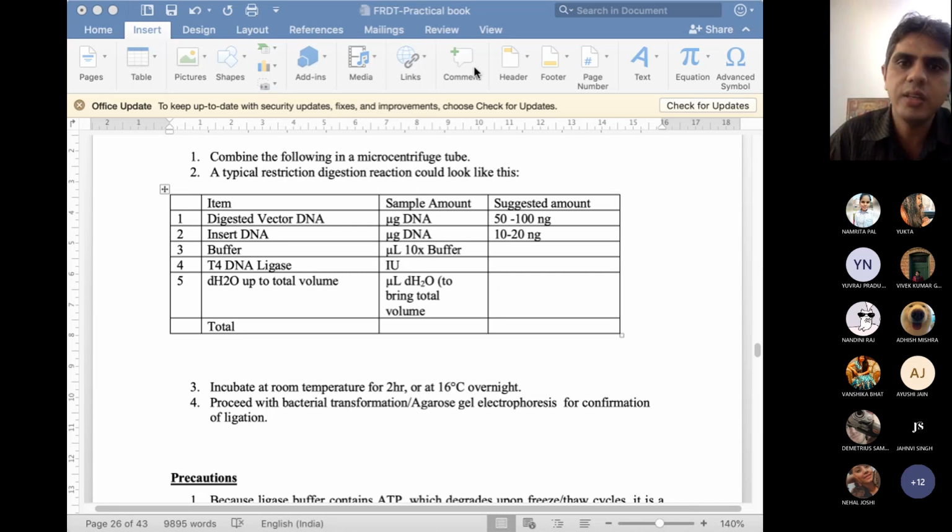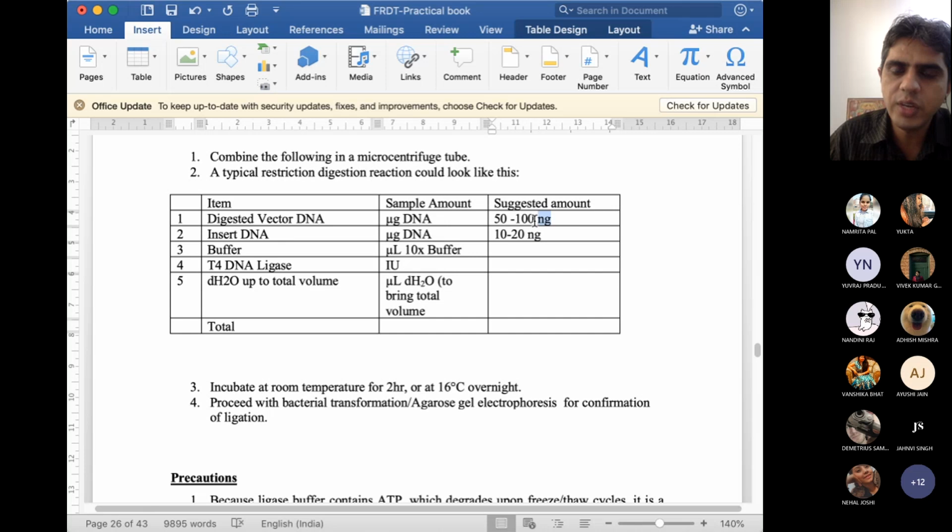And amount wise, it is a simple thing. If you compare the amount of insert DNA and the amount of vector DNA, the ratio between them is going to be 1:5. You are taking vector in a very large amount compared to the insert. Why are we doing it? So that your insert gets more and more chance to pair with the vector. If the vector availability is more, then the chances are that all the insert will be base paired, and when they are base paired, that leads to ligation when you add the ligase enzyme. So you need 50 to 100 nanogram of vector DNA and 10 to 20 nanogram of insert DNA.